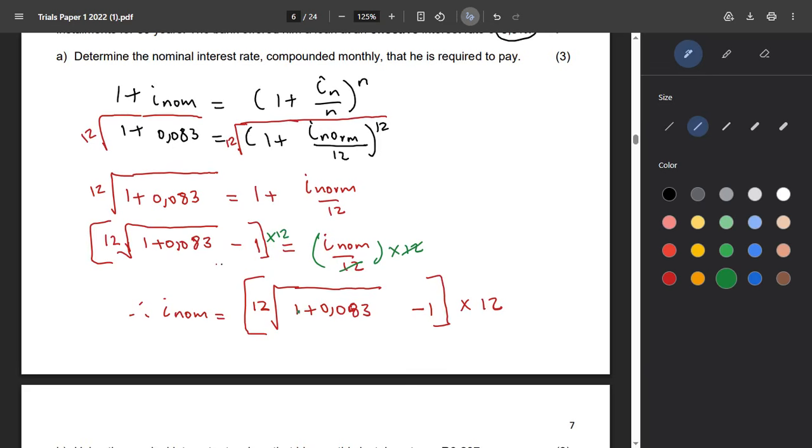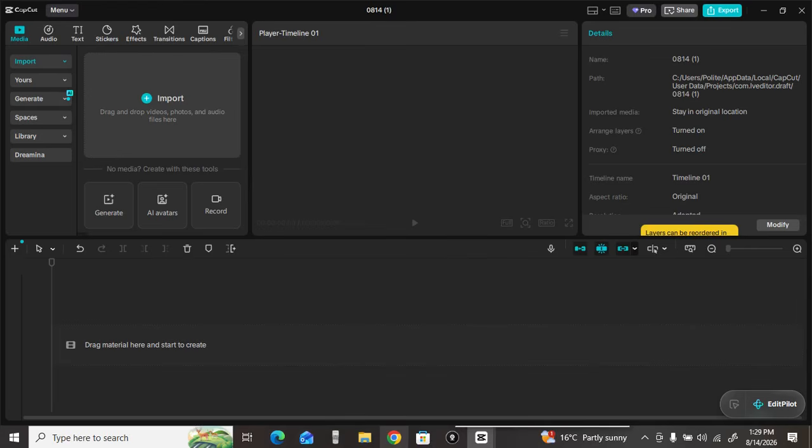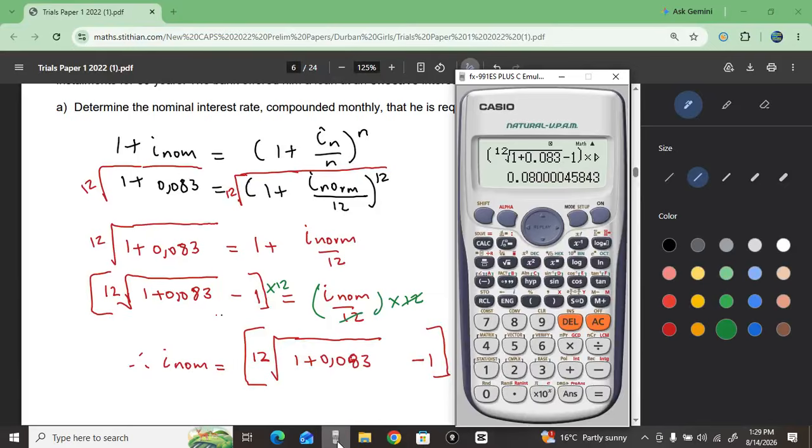So let's punch this on the calculator. Just give me a second. Let me just confirm what we get when we put this on the calculator. Okay, look at my calculator. This is what I got now when I punch this correctly. But remember, the answer that you get, you need to multiply by 100, which gives us 8%. So the nominal rate is 8%.